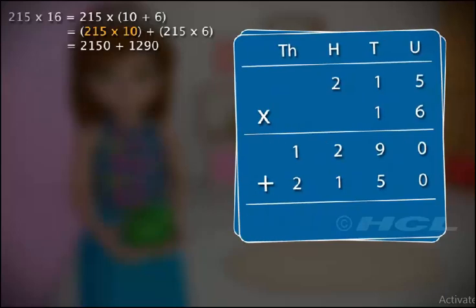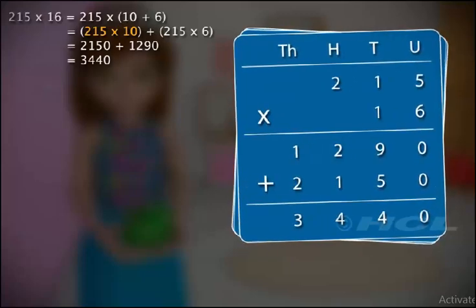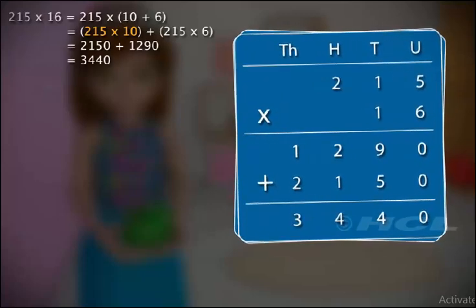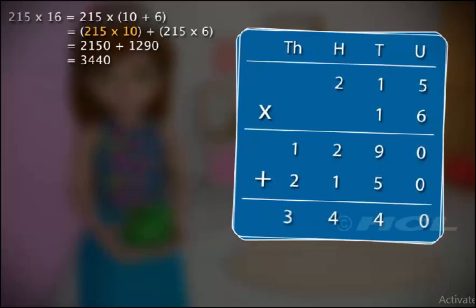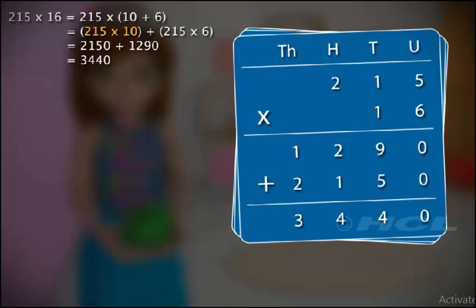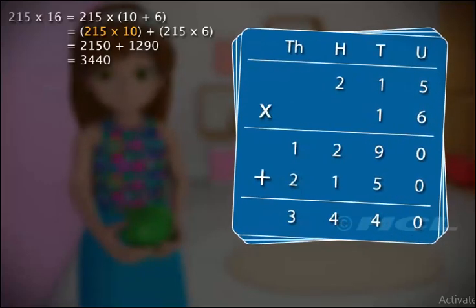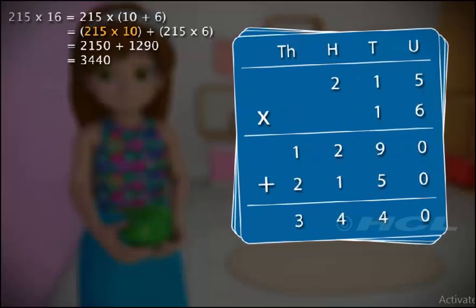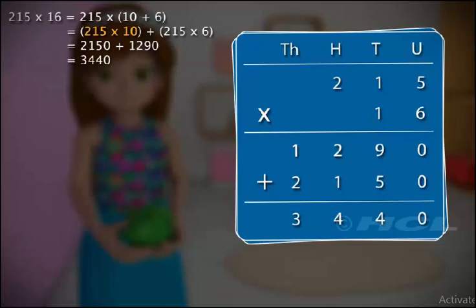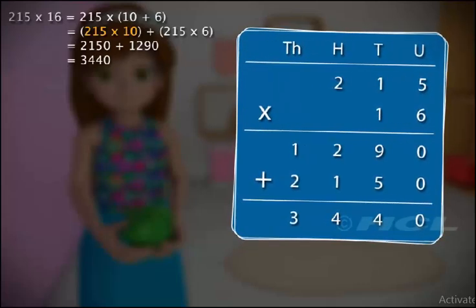Add the two partial products. We get the final product 3440. Thus, the product of 215 and 16 or 215 multiplied by 16 is 3440. So, the total amount Stella has saved is 3440 rands. Isn't it quite close to our estimate, which was a product of 3200?